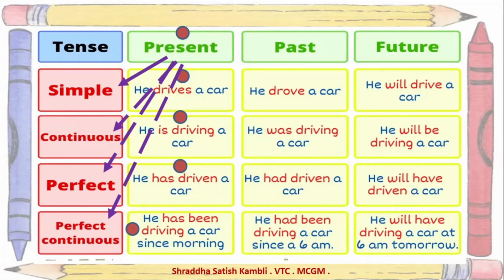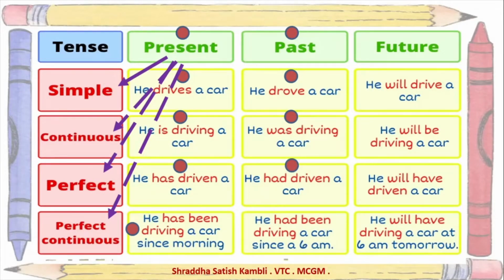Moving on, let's go to the next tense, that is the past tense. Okay, so you have the simple past. He drove a car. You have the past continuous tense. He was driving a car. The past perfect tense. He had driven a car. So you see, the has is the present, but when you change the has to had, then it becomes past perfect tense. Okay, so pay attention to these small details.